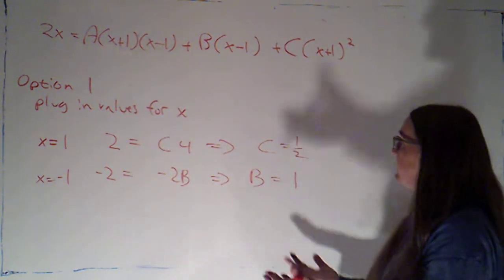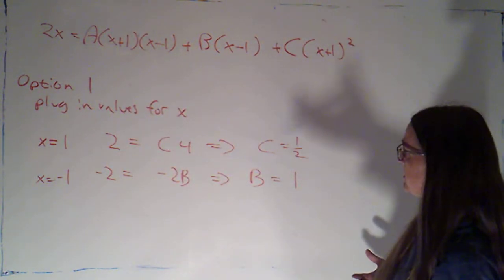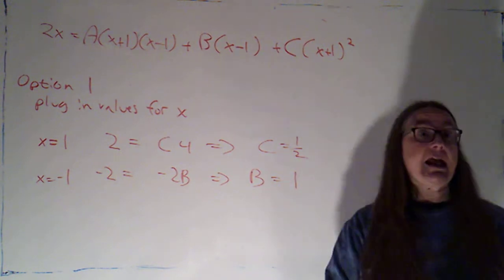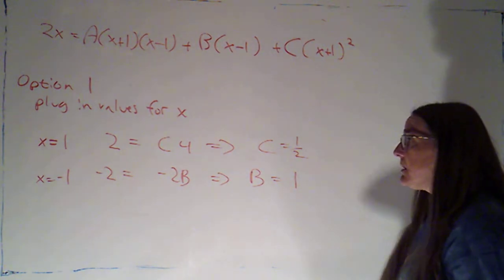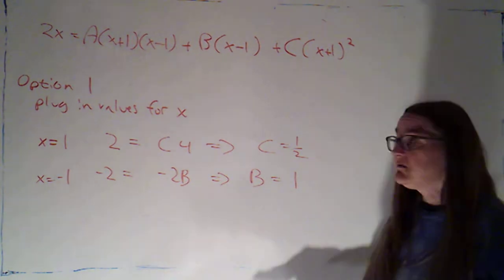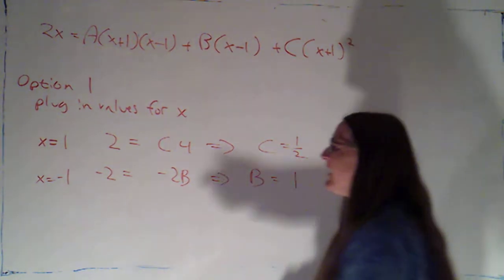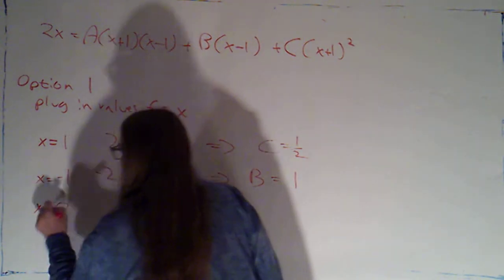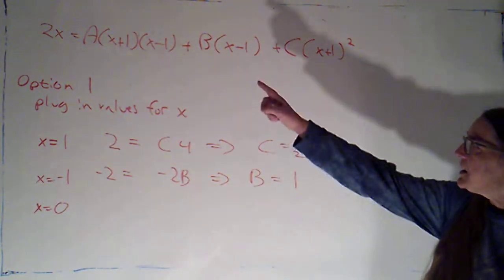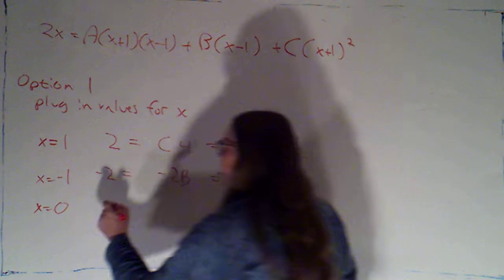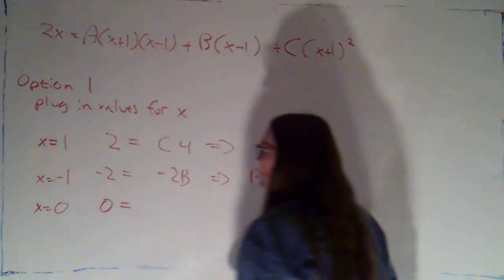But I still need to know what do I need to know? I know b and c. I need to know a. Okay, so I need a third value of x. Well, let's pick one. I've got infinitely many numbers to choose. I'm going to choose 0 because it's easy. Okay. So if I plug in 0 for x, the left-hand side becomes 0.